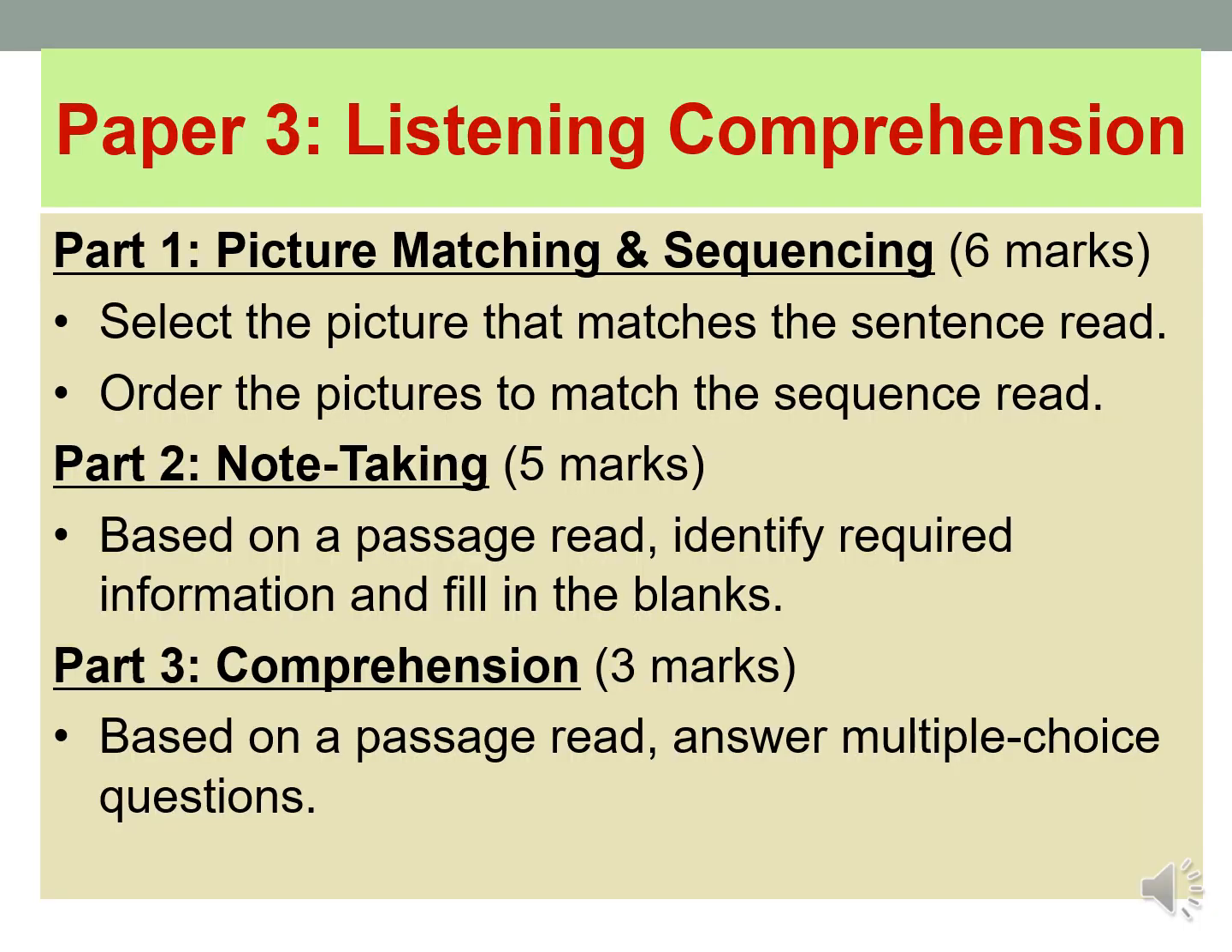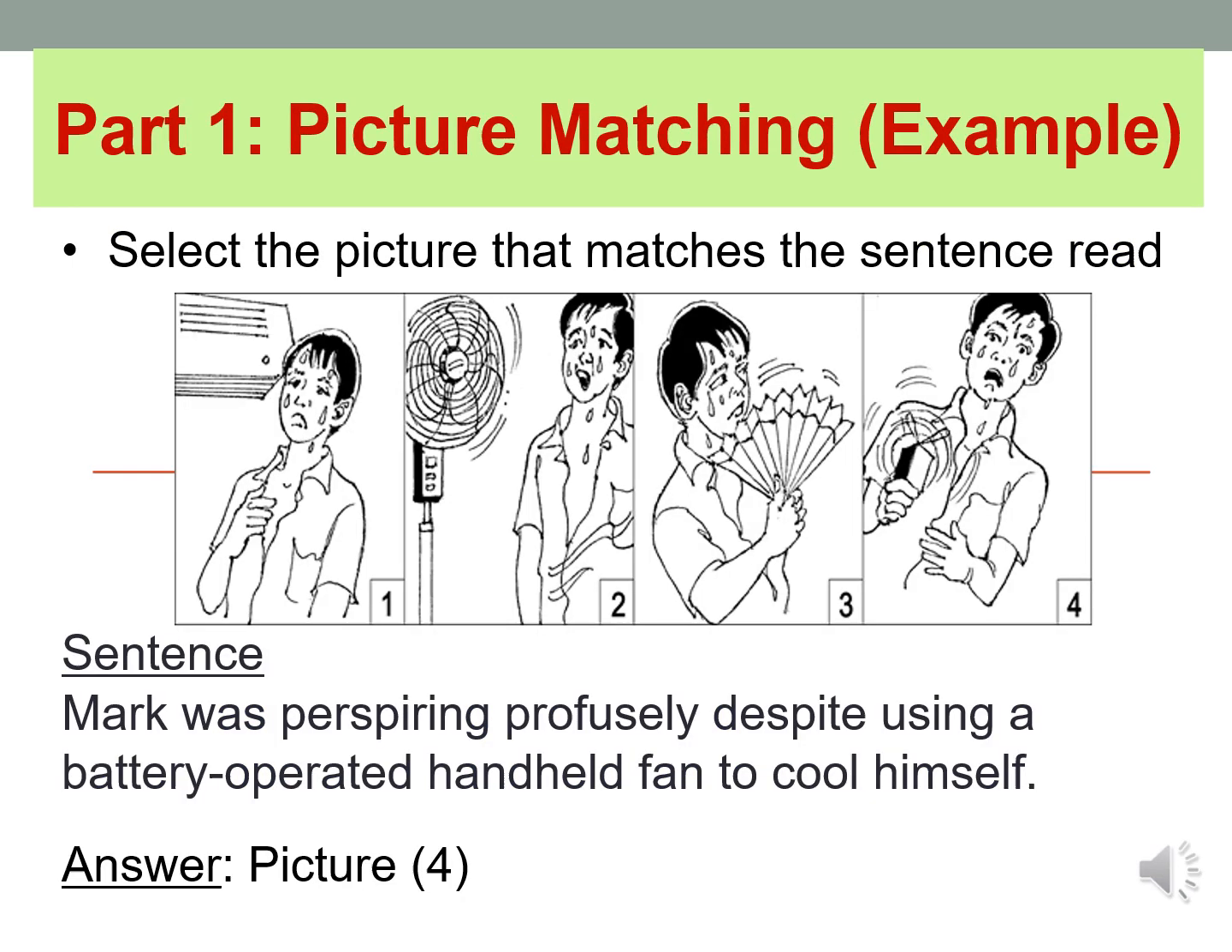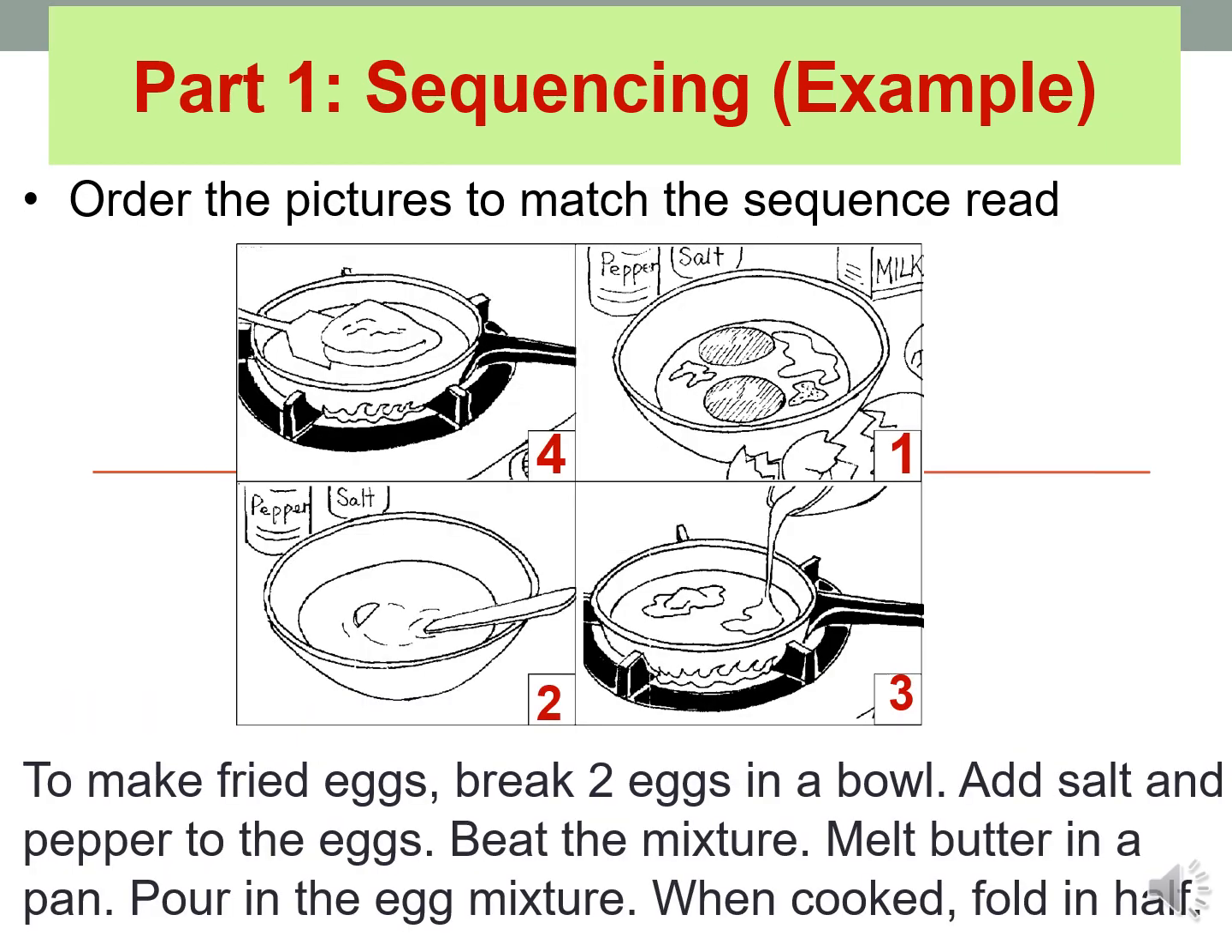We shall next move on to Paper 3, Listening Comprehension, which comprises picture matching and sequencing, note-taking, and comprehension. This is an example of a picture matching question where students select the picture that matches the sentence read. This is an example of a sequencing question where students order the pictures to match the sequence read.